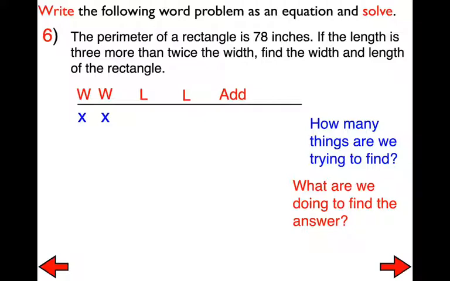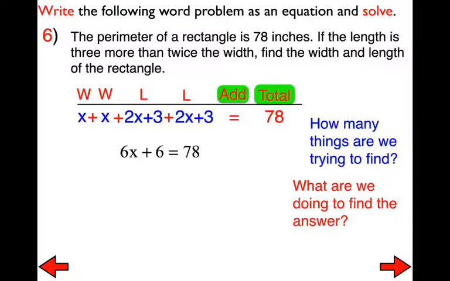And the length, it says, is 3 more than twice. More than means to add, but reverse the order. So it's 3 more than twice what the width is, and both of them are that. Okay? We add all those expressions up to make 78. Then we start solving by combining like terms. We have 6x plus 6 equals 78. Subtract 6 from both sides. Then divide by 6. And x is 12.